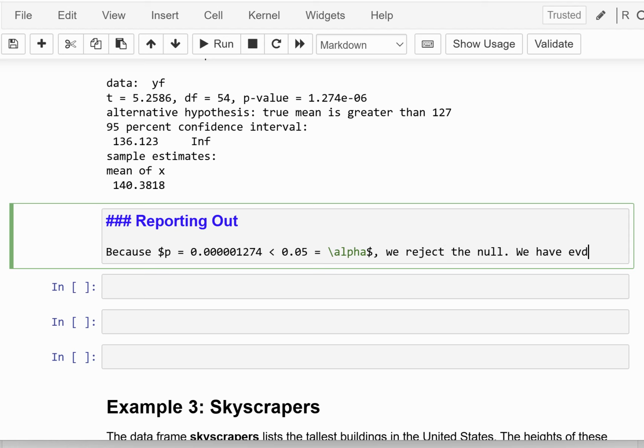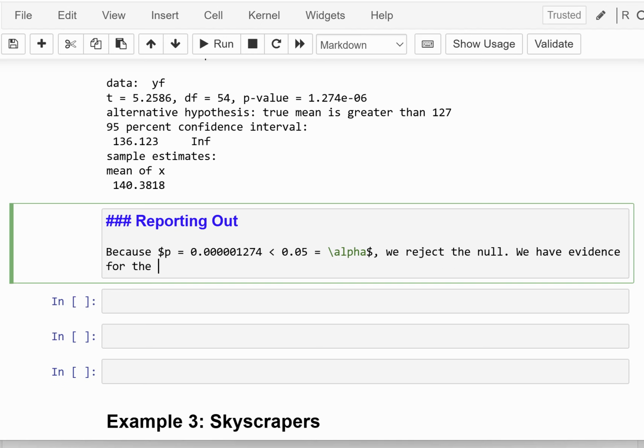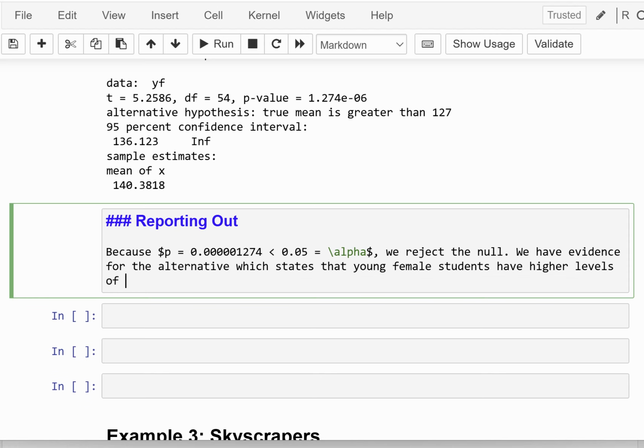We have evidence for the alternative, which states that young female students have higher levels of adult playfulness than other UNG students. And again, this is UNG Dahlonega, and the data were collected in the 2012-2013 era.